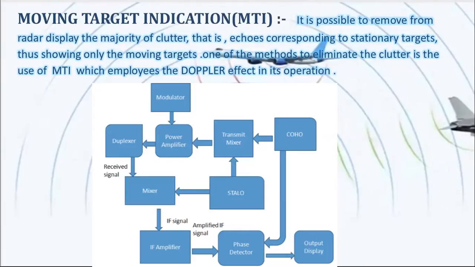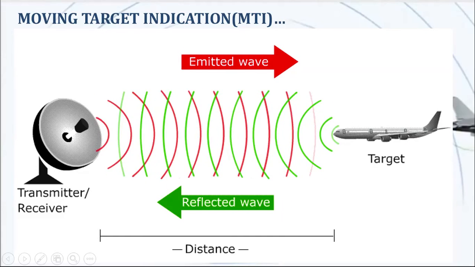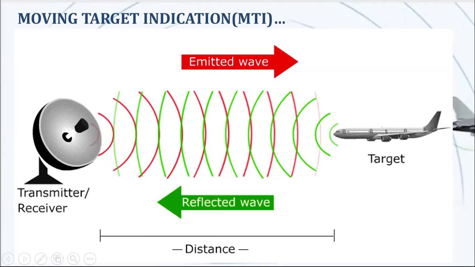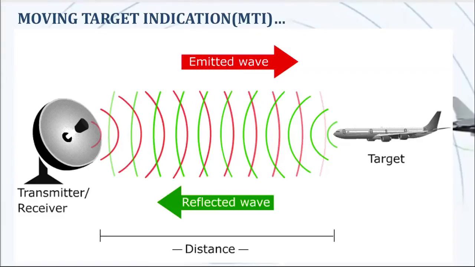After all this discussion, we have observed there are multiple clutters. So one of the methods of eliminating clutter is the use of MTI, which employs the Doppler effect in its operation. So on the basis of MTI, we have observed emitted waves are moved to the target and again reflected to the transmitter. The distance between the target and the transmitter is shown in the form of a waveform.